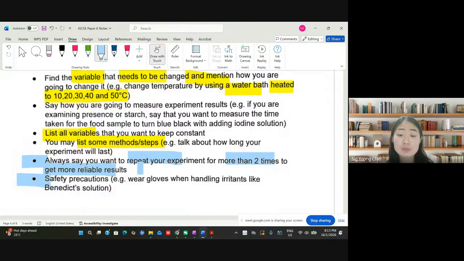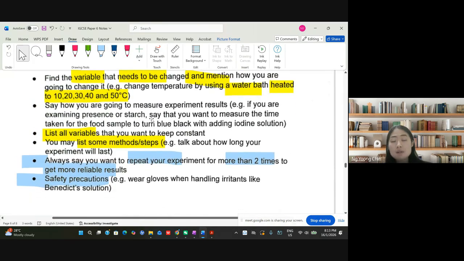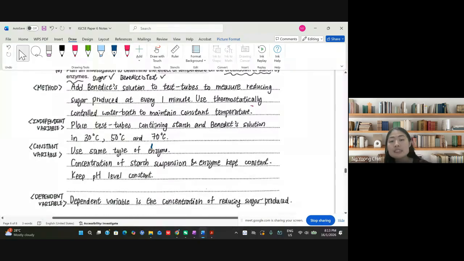For many kinds of experiments, this answer can apply, because if you get more data, you have more accurate results. You get more data, you're actually reducing the anomalous results. And then safety precautions, for example, wear gloves. You can say wear gloves, wear eye goggles, up to you. So this is how you plan the experiment. Okay, let me show the example answer.